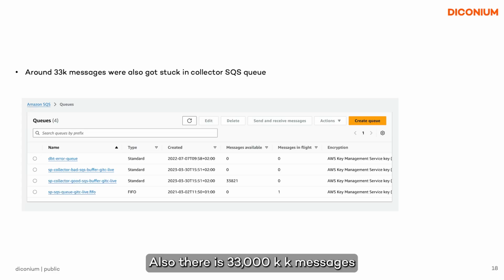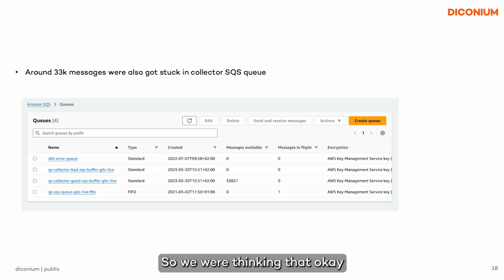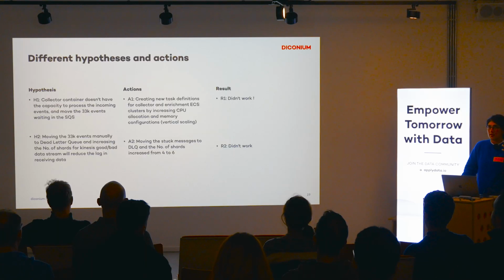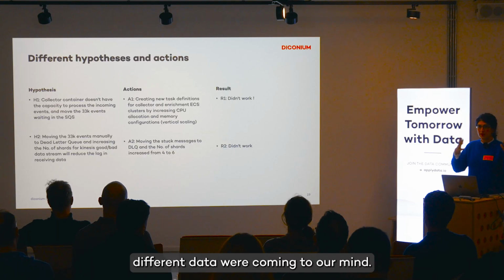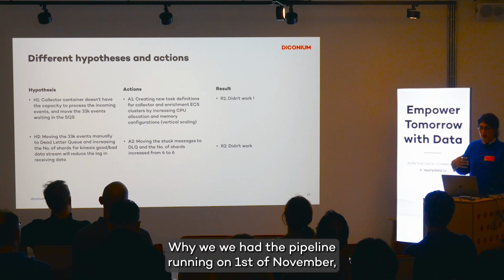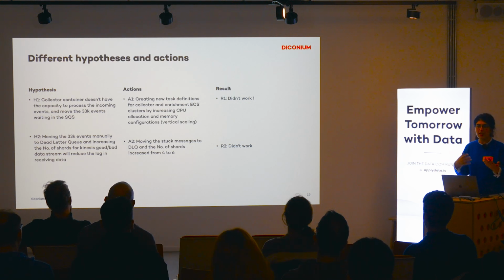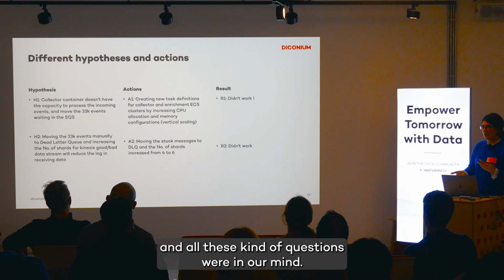And then you can see there were also 33,000 messages stuck in the queue. So we were thinking, okay, different things were coming to our mind. Things are stuck in the queue, data is coming with lag. Why did we have the pipeline running on the 1st of November, why was it not working as expected, why are things coming with a delay, and all these kinds of questions were in our mind.